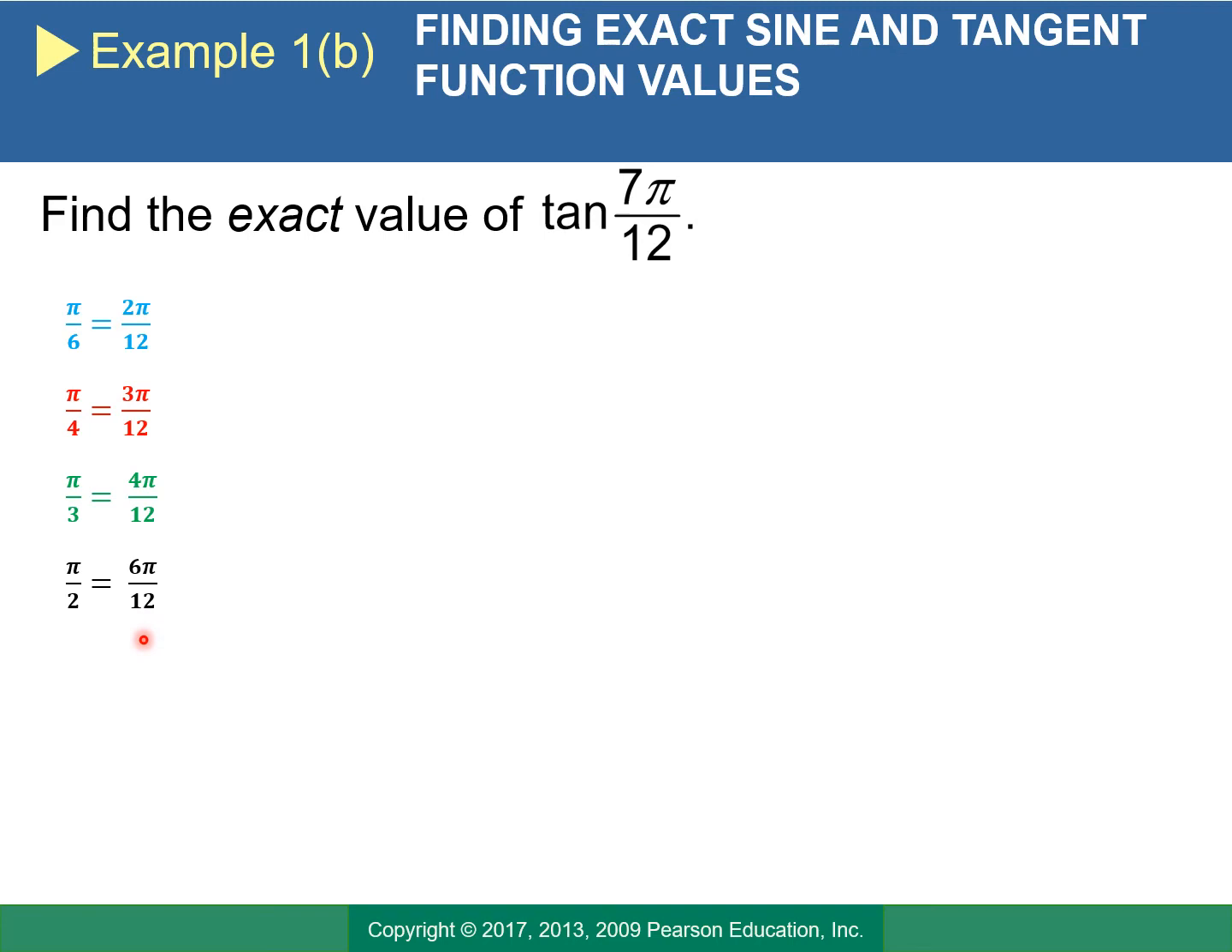So think about it real fast. You can pause it if you want. Think about how you're going to get 7 pi over 12 using a combination of any of these two.